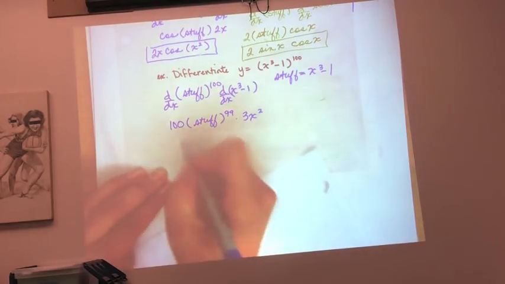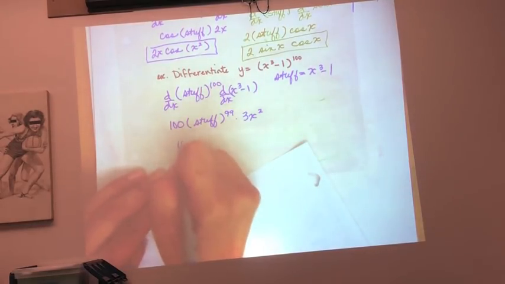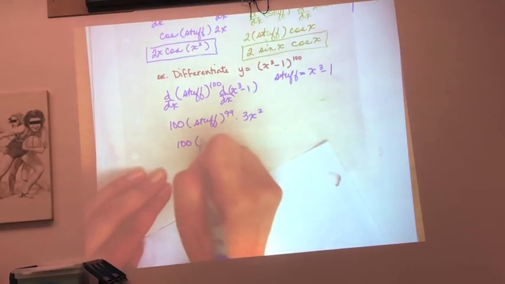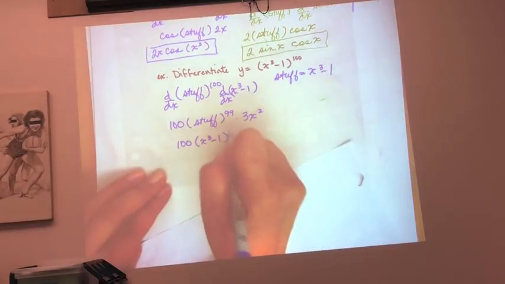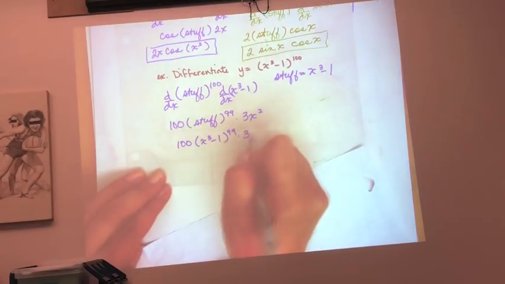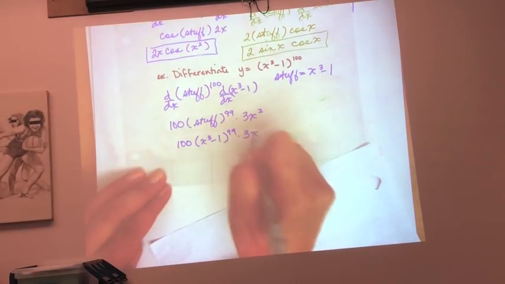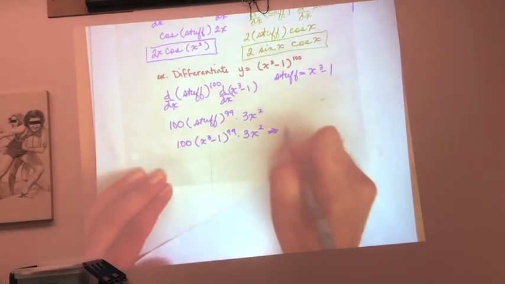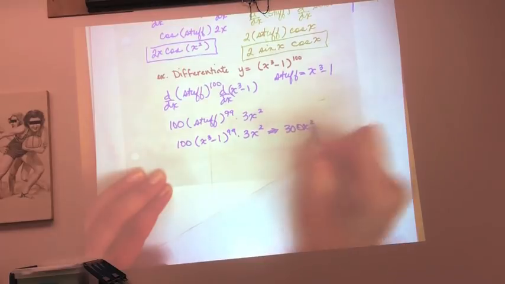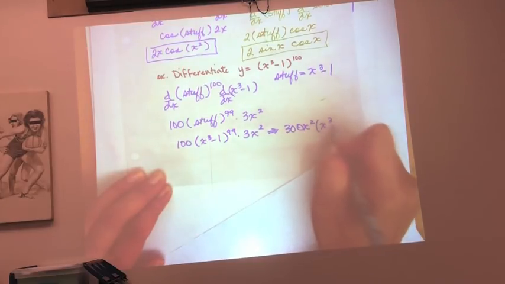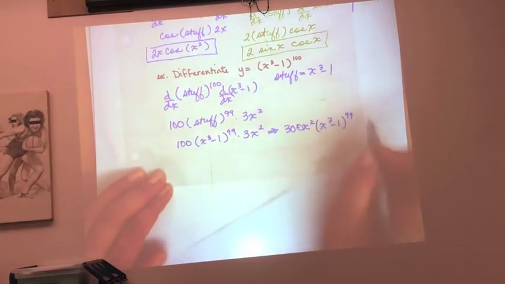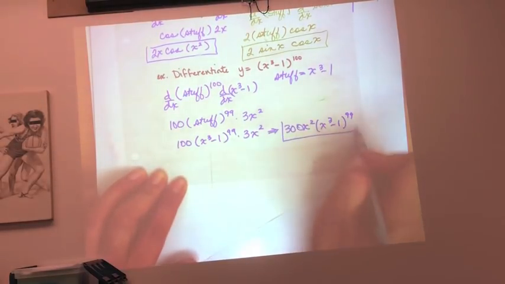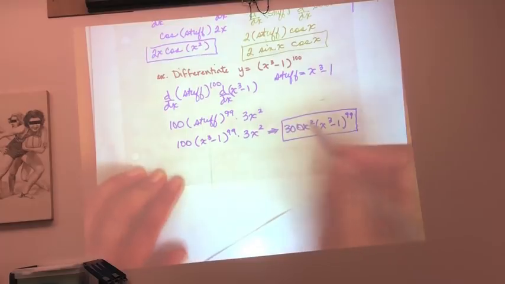Okay, and now I'm going to put my stuff inside. So 100 times x cubed minus 1 to the 99th power times 3x squared. And then I'm going to go ahead and simplify. 3 times 100 is 300, x squared, x cubed minus 1 to the 99th power. If I wanted to, I could factor this, but I'm not going to. It's pretty compact the way that it is.